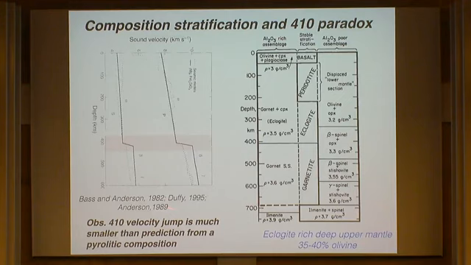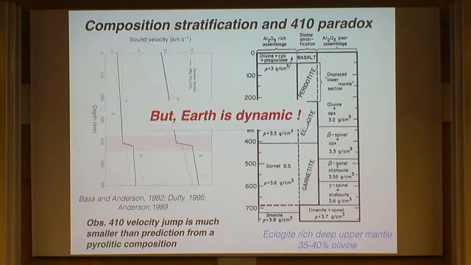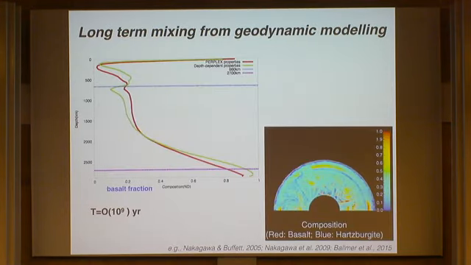And so in this case, as we discussed, the jump is much smaller than the prediction from the pyrolite composition. But of course, as we know, the Earth is dynamic. So what happens is we have long-term mixing in the mantle over billions of years. And here I just show an example of what happens when you have such convection over such a long time scale. We can basically observe in the calculation, which is done by Kagala and also Baumer et al.